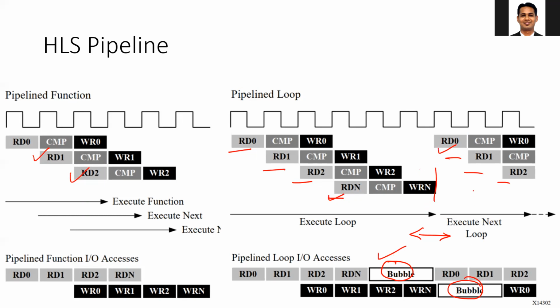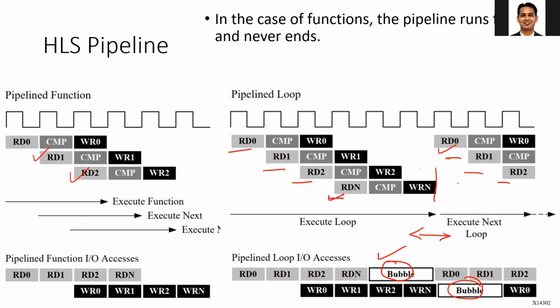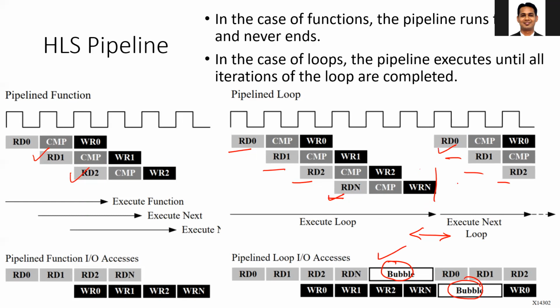Similarly, during the early stage of the next call of the for loop, you don't provide the output because your pipelining has just started. So this leads to the output bubble. So these bubbles are there in the loops. They are not there in the functions.